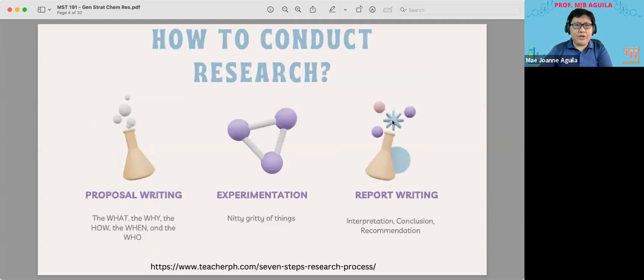So how do we usually conduct research? I know you're already quite familiar with this. So overall, there are three general steps, although some references might further dissect it into 5 or into 7. The general steps include, first one, the proposal writing.